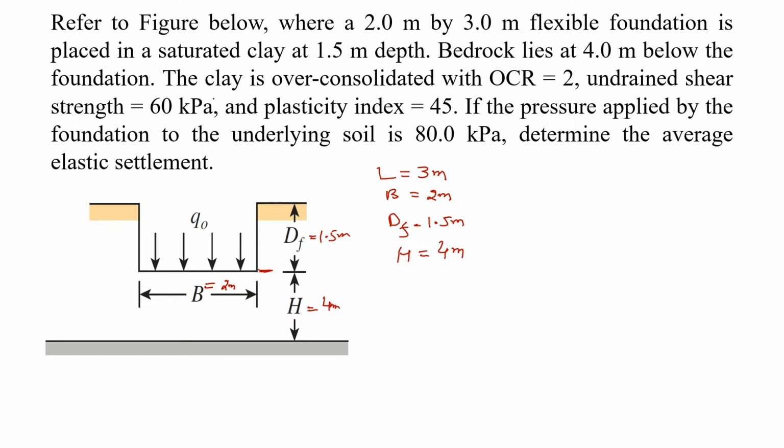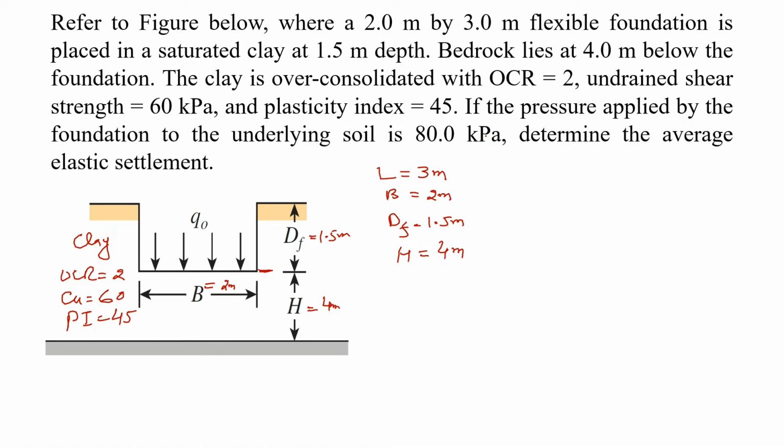So then the clay is over consolidated with OCR. This is the clay layer, and OCR of the clay layer is equal to 2, with an undrained shear strength Cu equal to 60, and plasticity index PI of the soil is 45. So this is the soil data.